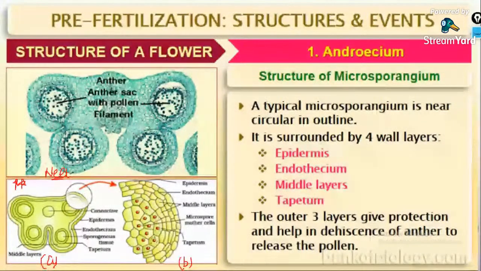Look at diagram number A. This is the outermost layer. I hope you can see the outermost layer. The outermost layer is the epidermis. Then this is the inner layer, and this inner layer you will call the endothecium.